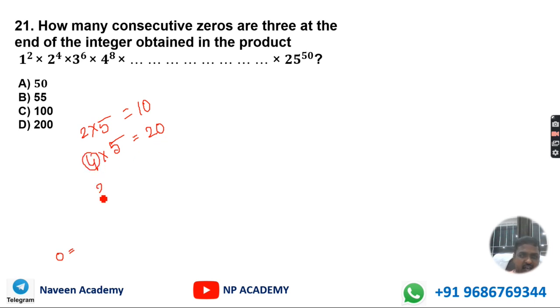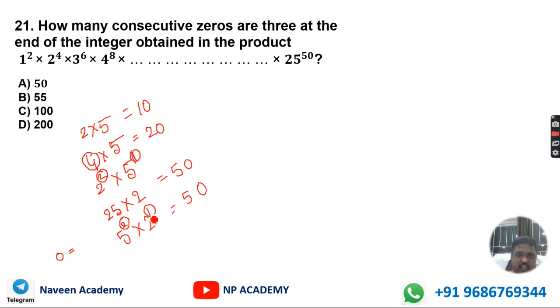But 4 can be written as 2 square into 5 power 1. Similar way, 25 into 2, how much? 50. Here 25 will be 5 square, here 2 power 1, so we are getting 50. Here power 1, power 2, power 2, power 1, so the lowest power matters. If you want 10, it means 2 into 5. So the combination of 2 and 5 you will get 10.